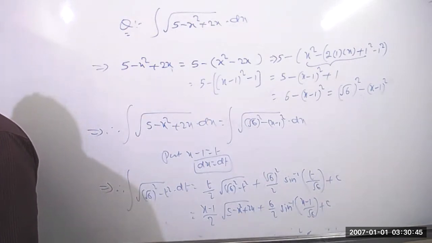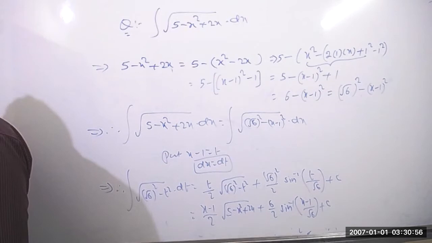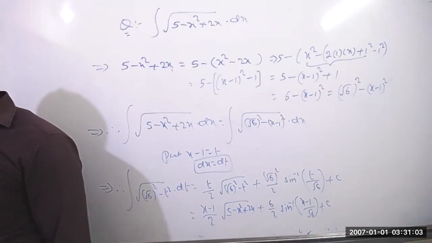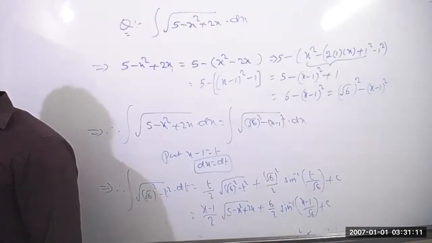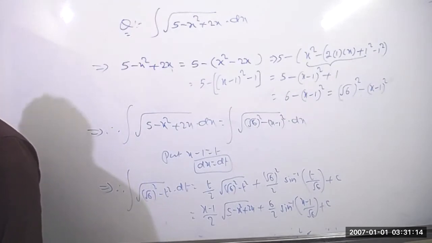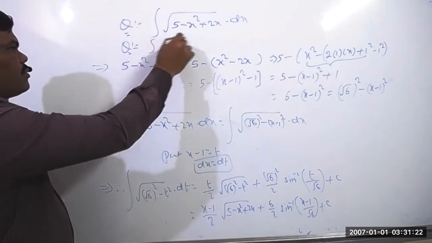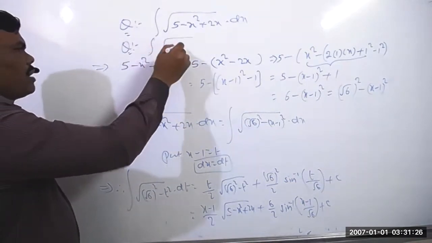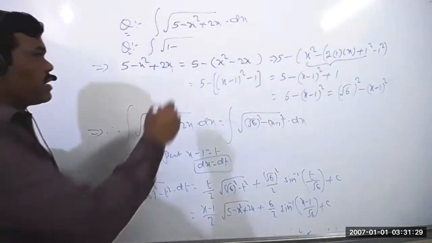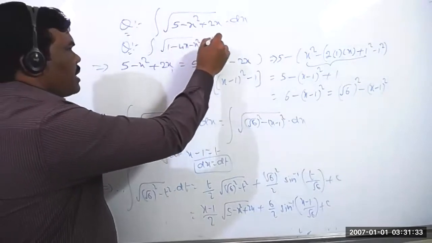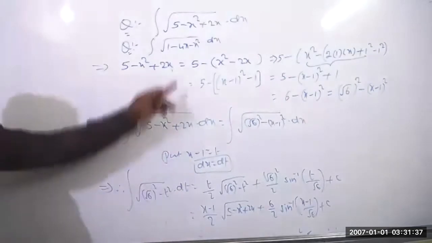Now I'll give one small question to you. All of you can solve that. Find integration of root of 1 minus 4x minus x square into dx. Yes, all of you can try this question and you can tell me the answer.